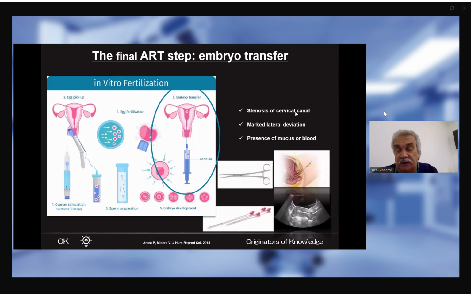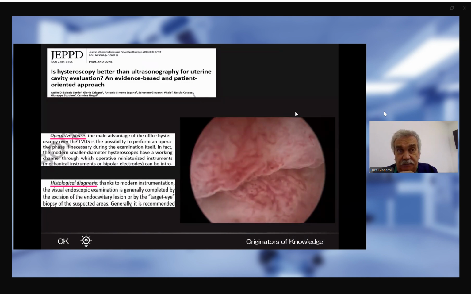So we have different instruments that can help us to overcome the difficult transfer, but I want to stress that one transfer out of 20, one transfer out of 25, one transfer out of 15 can be a difficult transfer, mainly if the cervical canal has not been studied. So hysteroscopy before ART has also a different indication from those that are looking for pathology, but it's the study of the cervical canal before embryo transfer is done.